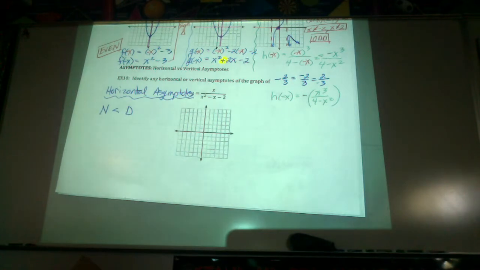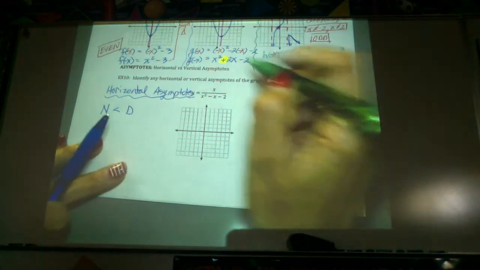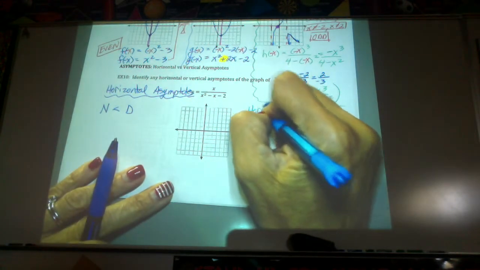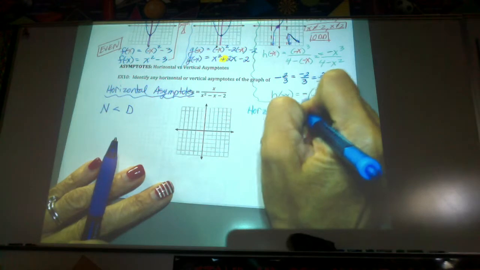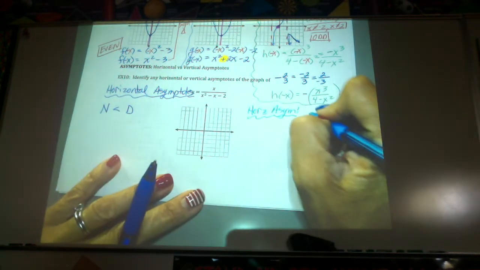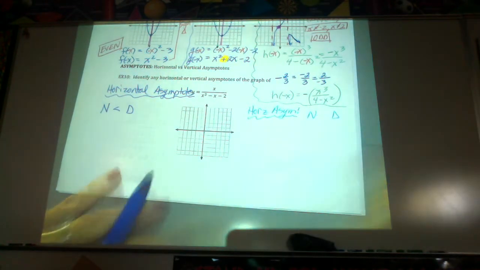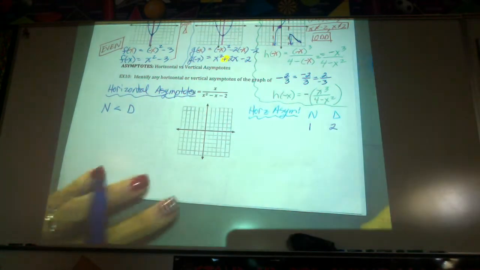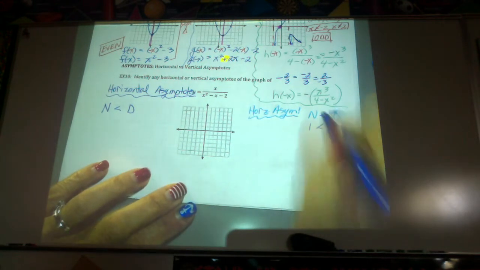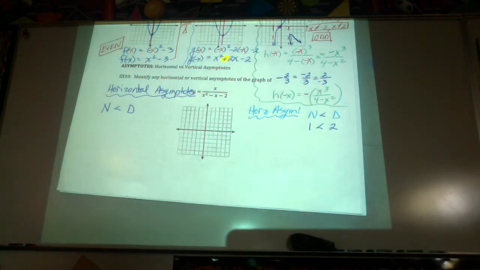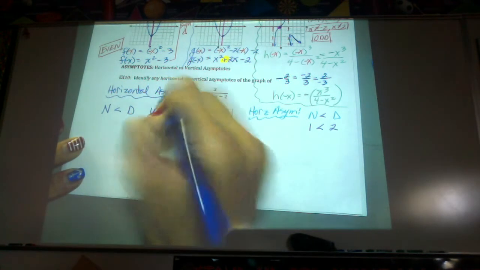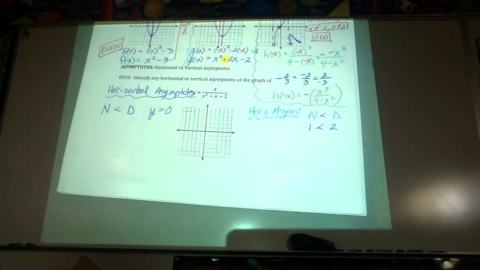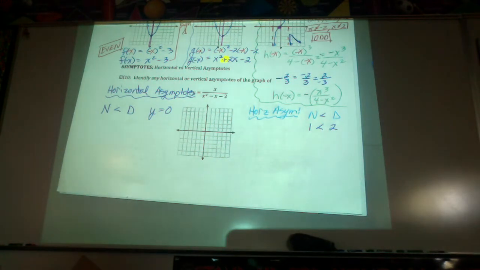So in our case here, for our horizontal asymptotes, the degree of my numerator compared to the degree of my denominator, I have a degree of 1 in the numerator and 2 in the denominator. So isn't 1 less than 2? So I have this situation here. 100% of the time, the horizontal lines go through the y-axis, so it's always y equals. And when the degree of the numerator is less than the degree of the denominator, 100% of the time it's y equals 0.